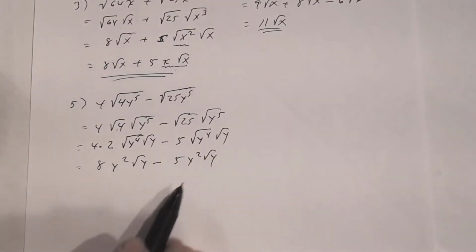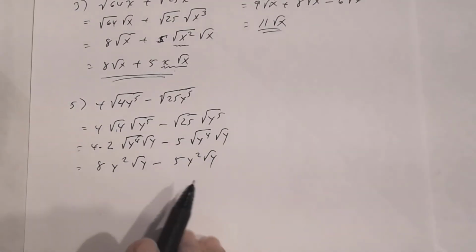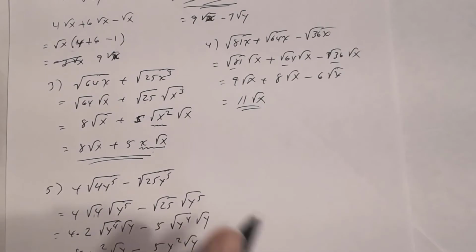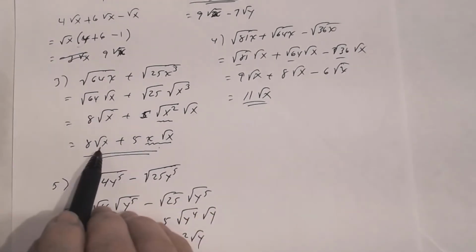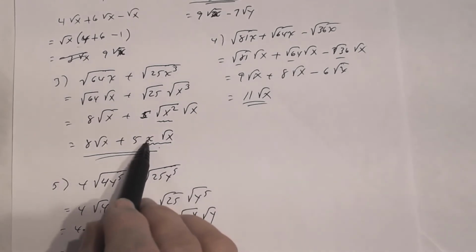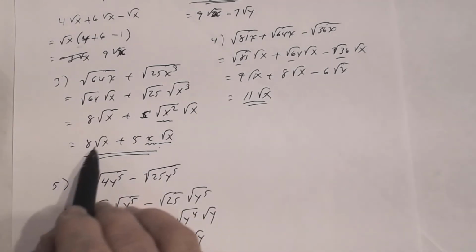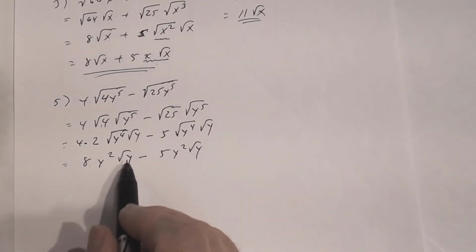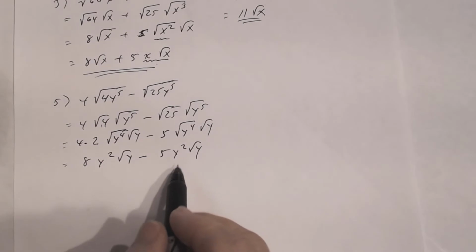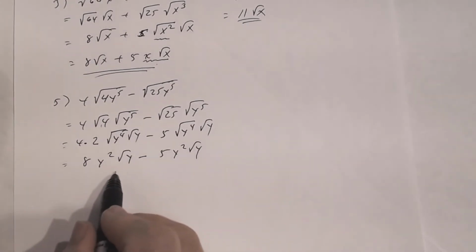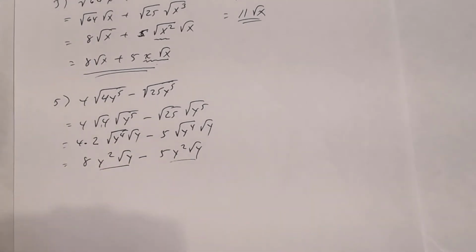Now, here's the thing. Are those like terms now? Remember a while ago in number 3? Those are not like terms because of that extra factor of x here that you didn't see in here. But notice that the square roots, the radicands, are the same, and they both have that y squared factor. And so now those are like terms. See, those are like terms.